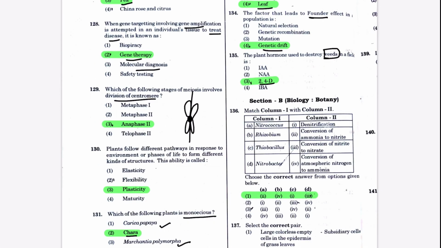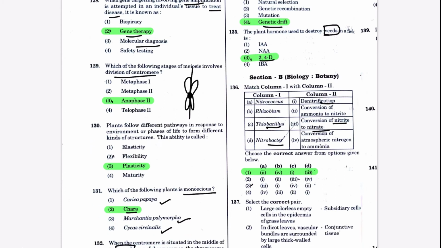So next we will move on to section B. Okay, so they have asked to match column 1 with column 2. So Nitrococcus, we know to convert ammonia to nitrate we need Nitrococcus, and Rhizobium to convert the atmospheric nitrogen to ammonia, Thiobacillus for denitrification, and Nitrobacter to convert nitrite to nitrate. So option 1, right? Okay.